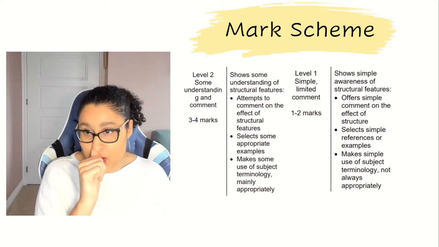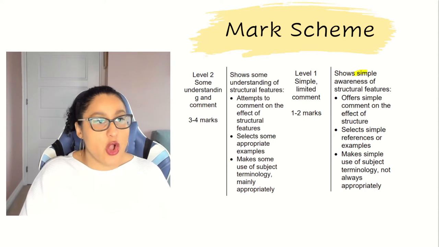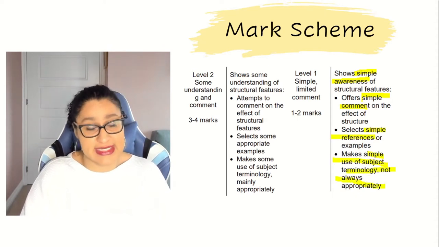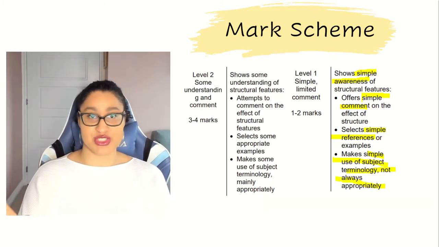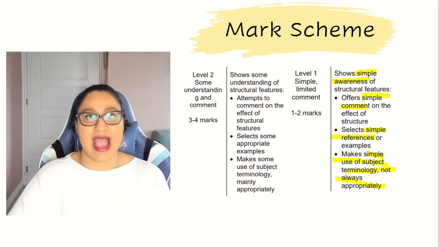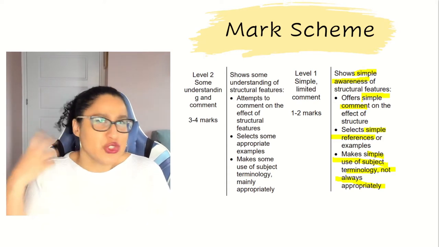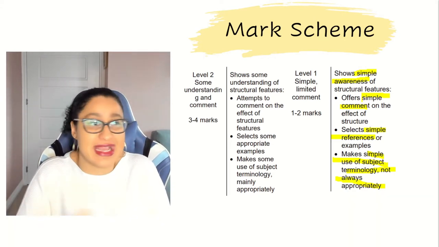So if we look at level 1 and level 2 and what they say you're doing. Level 1 shows a simple awareness of structural features, simple comment on the effect of structure, simple references, simple use of subject terminology, not always appropriately. The key word to take away there is simple. Imagine Homer Simpson was answering this question. What would he spot? There is a man. The man is eating bread. The man likes the bread. That's all this story is about. You're basically only spotting the really obvious, explicit plot things going on, and that's about it.